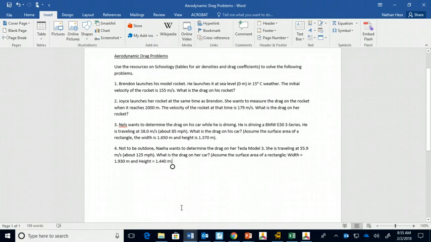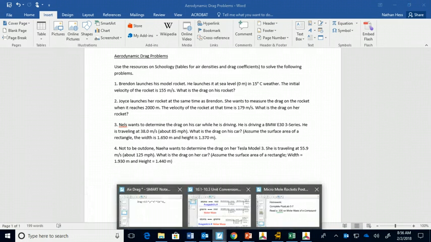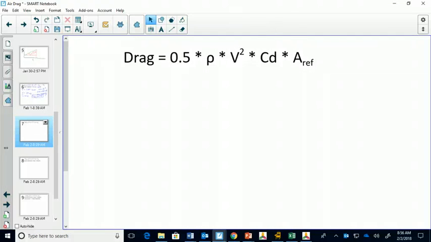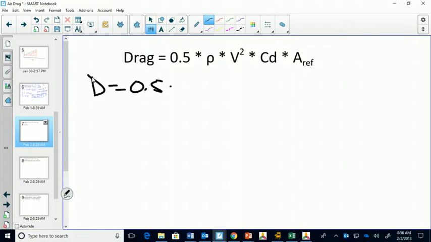Brendan's launching his model rocket. He launches it at sea level, so this tells us what our atmospheric density is going to be, right? The initial velocity is 155. We want to find the drag. So, what number did we plug in for rho? Cool. Same number we used before. What's our velocity? Good. 155 squared. Okay.